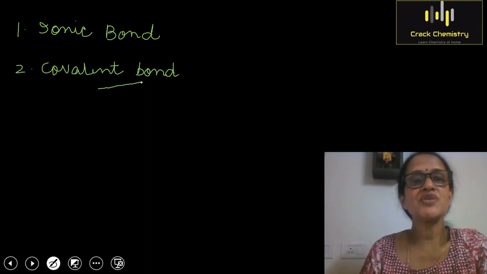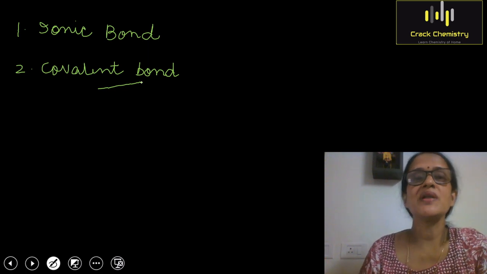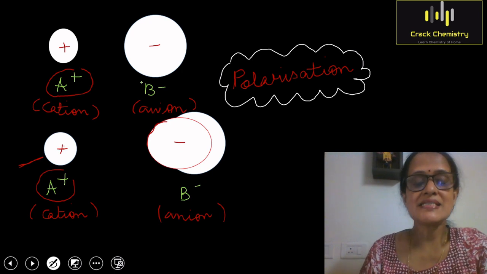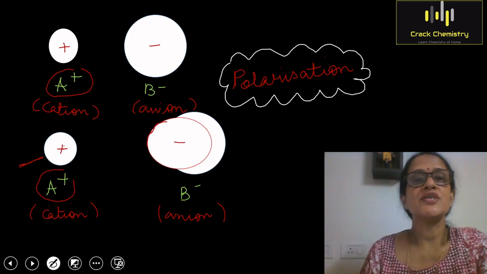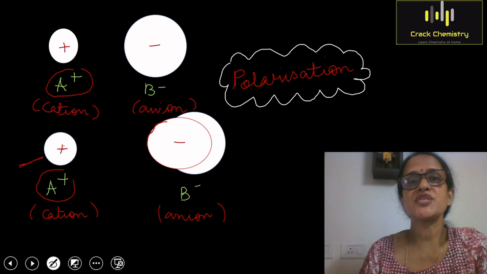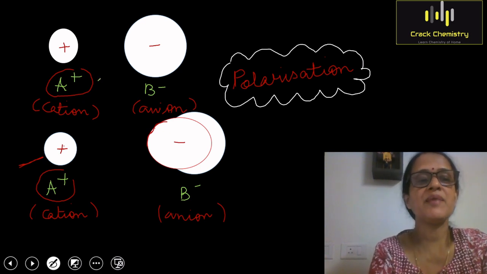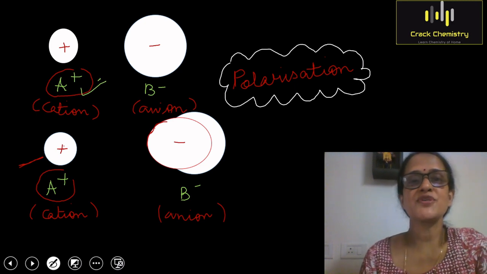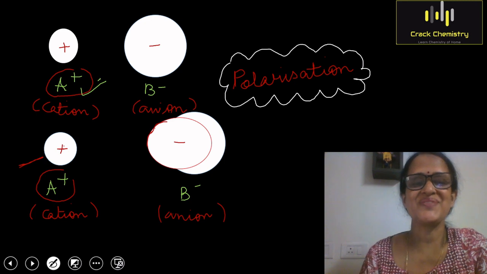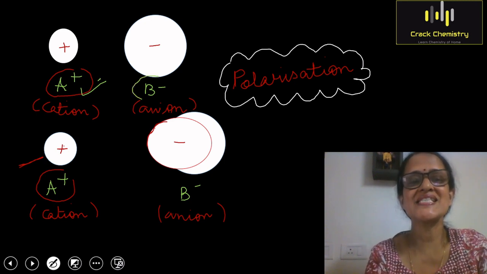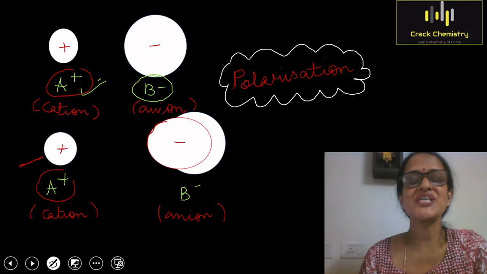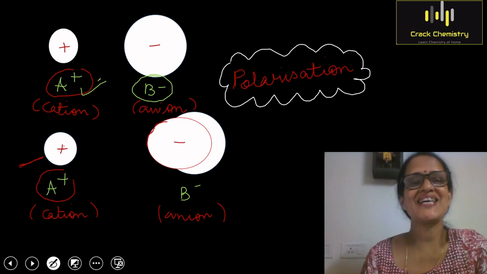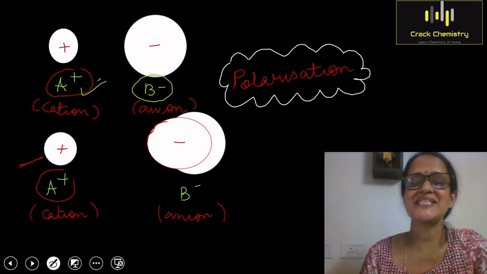So the development of covalent character in an ionic bond I will explain by taking an example. Children, consider that you have two ions. One is the positively charged ion, which I am representing here as A+. A+ is the positively charged ion formed by a metal atom by the loss of electrons. And the other ion you can see is a negatively charged ion B-, which is formed by the gain of electrons by the non-metal atom.